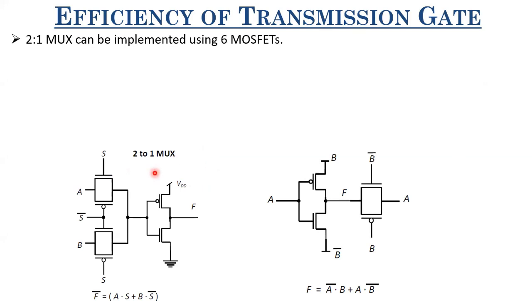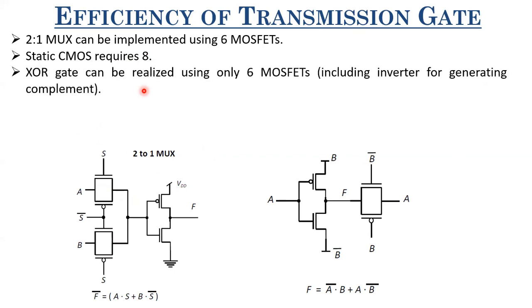So this is realization of XOR gate, but let me just go ahead and tell you about this mux first. So 2:1 mux can be implemented using 6 MOSFETs only here. When you do it with static CMOS, it requires 8 MOSFETs. So there's a reduction in the size as well as area as well as number of MOSFETs, also in the parasitic capacitance, right?